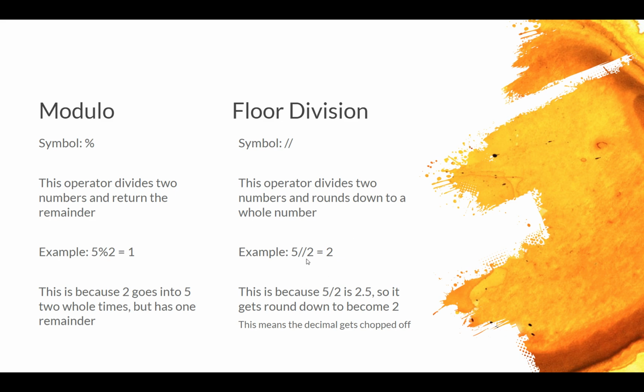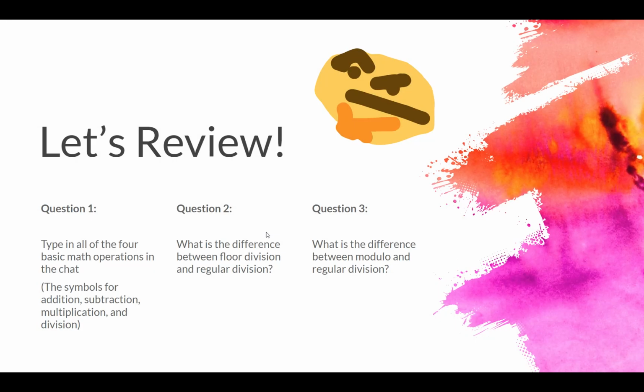So 5 floor division, so 2 slashes, divided by 2 is equal to 2. So even though 5 divided by 2 is 2.5, when you round down, remember you never round up, even if it's like 5.8, you always round down, so 2.5 becomes 2. So you might think about it just by chopping off the decimal. So you divide a number and then chop off whatever comes after the decimal.